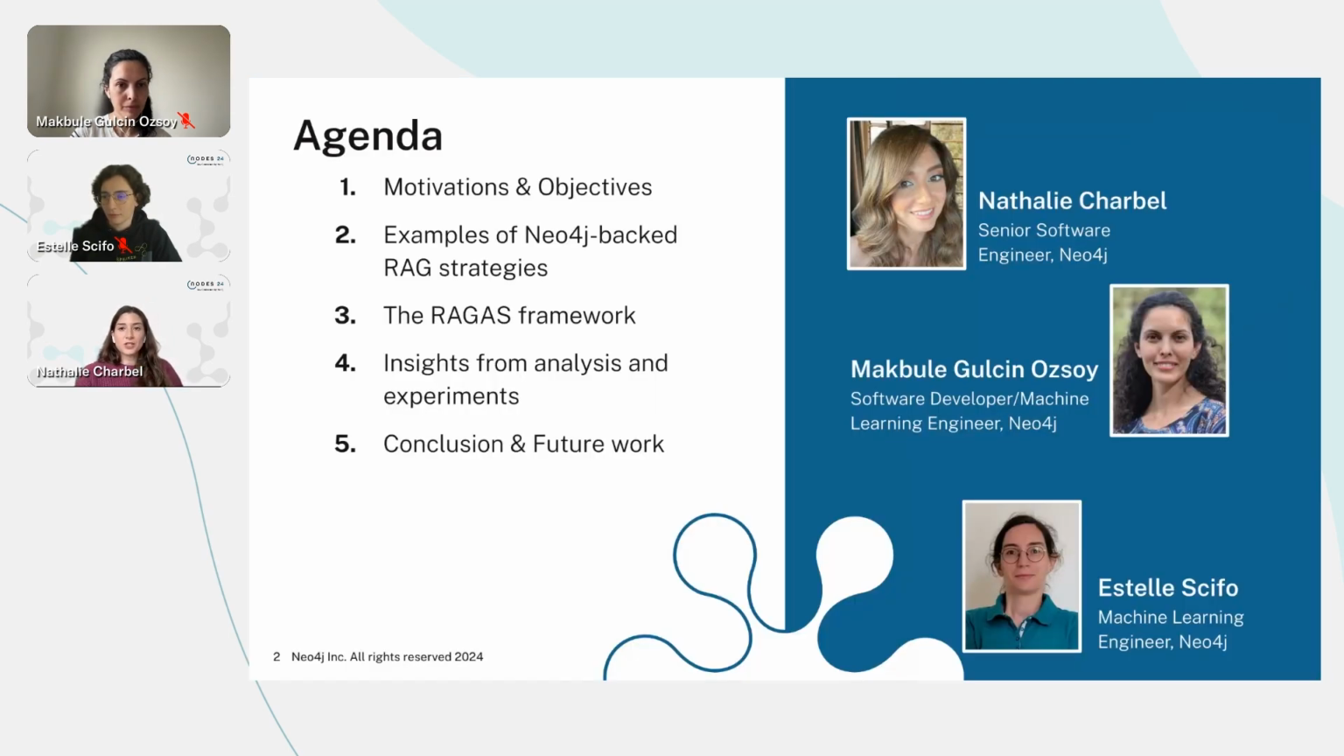So in this presentation, I'm going to talk about the motivations. So why do we need an evaluation for the RAG strategies and the main objectives behind this work? I'm going also to talk about the different RAG strategies that could be used using Neo4j database. I'll be also talking about the framework that we use for evaluation, which is called Ragas. And we will be also talking about experiments that we conducted and share with you some insights and, of course, conclude with future work.